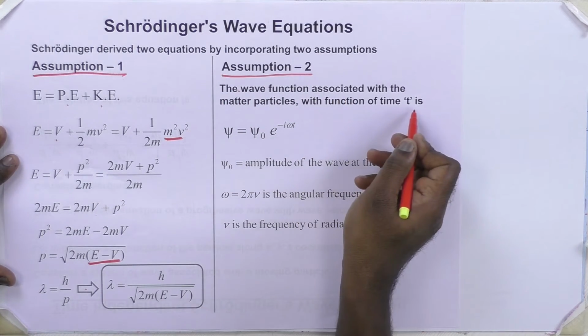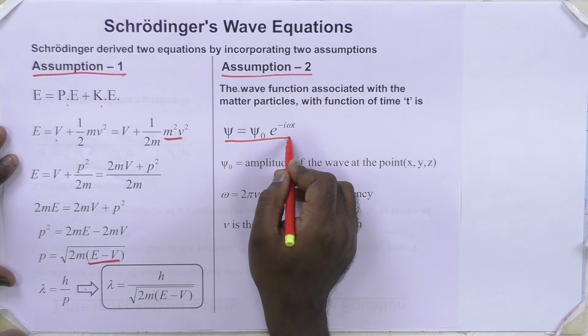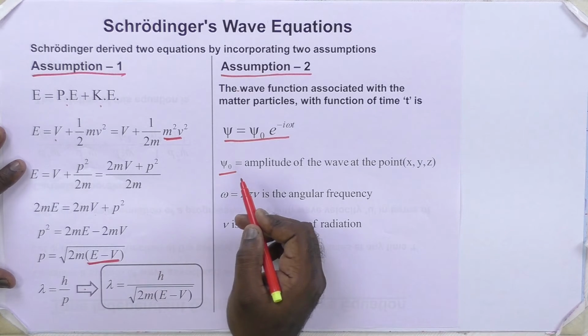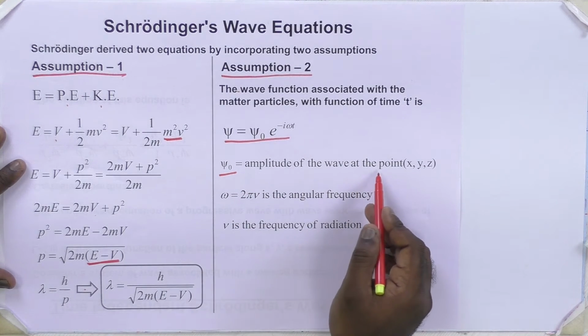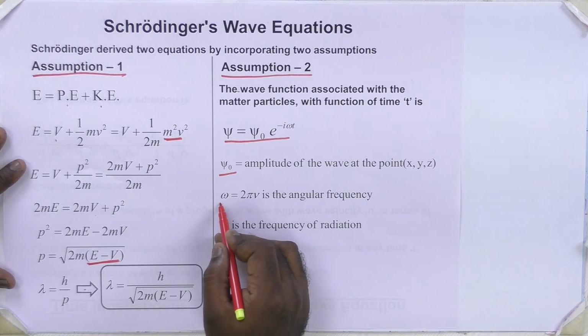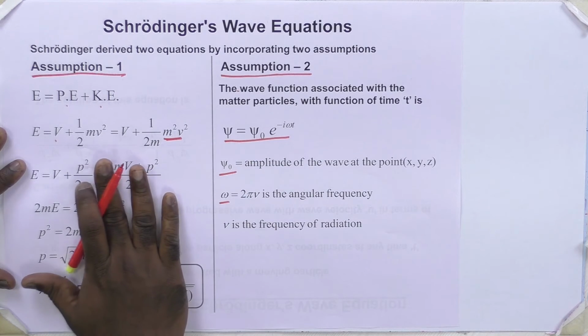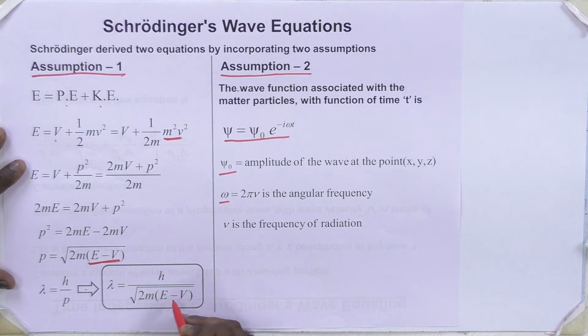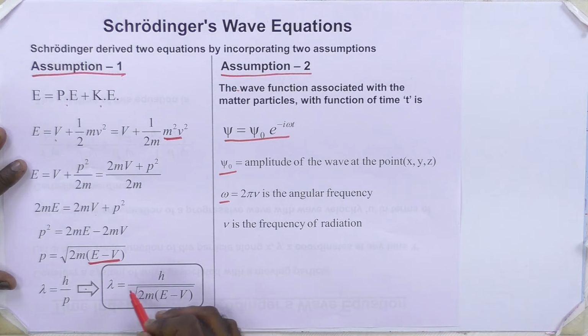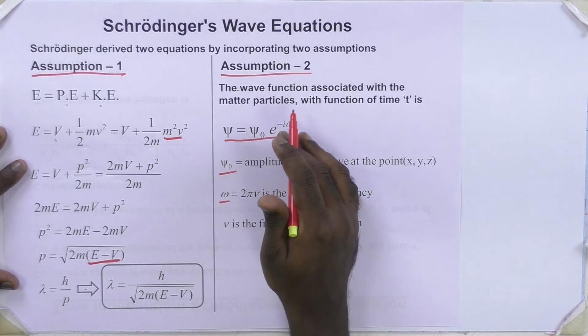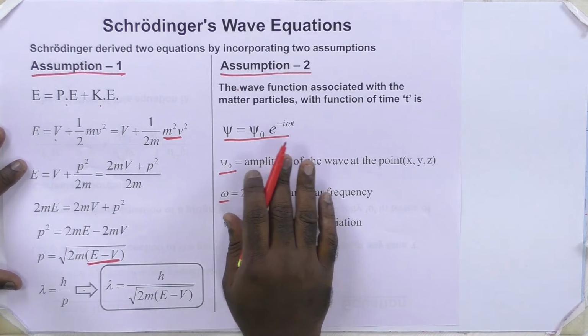The second assumption: the wave function associated with the matter particle as a function of time t is given by psi equals psi naught into e to the power minus i omega t. Here psi naught is the amplitude of the wave at a point x, y, z, and omega is the angular frequency, given by 2 pi nu. Based on these two assumptions, lambda equals h by square root of 2m into (E minus V) and this wave function, we are going to derive the time dependent and time independent equations.